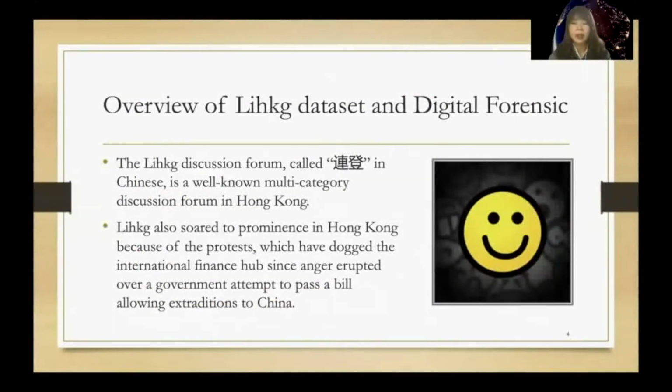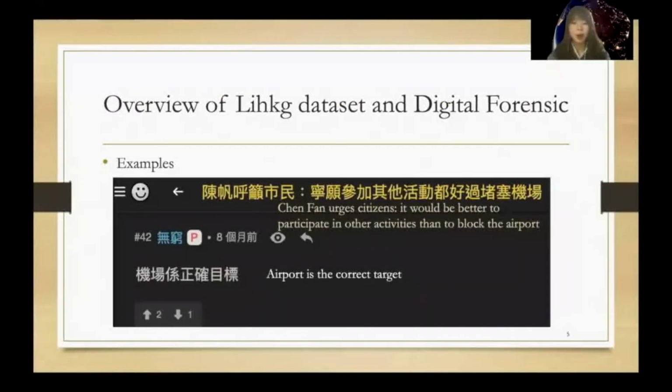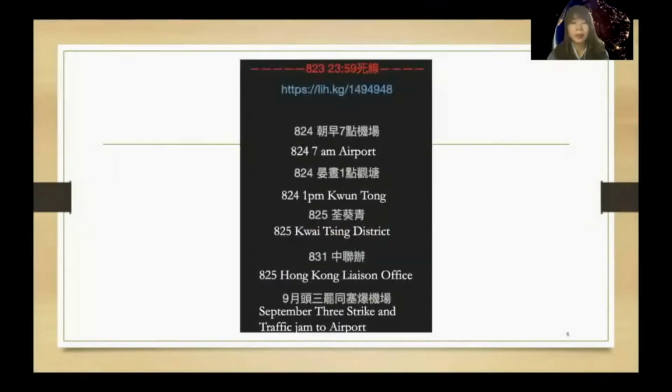The Linden Discussion Forum is a well-known multi-category discussion forum in Hong Kong. Some activity organizers will post notification messages in advance, and the supporters or regular users can immediately read, participate, and post their comments. From August 2019, most of the discussions on the forum refer to public gatherings and demonstrations.